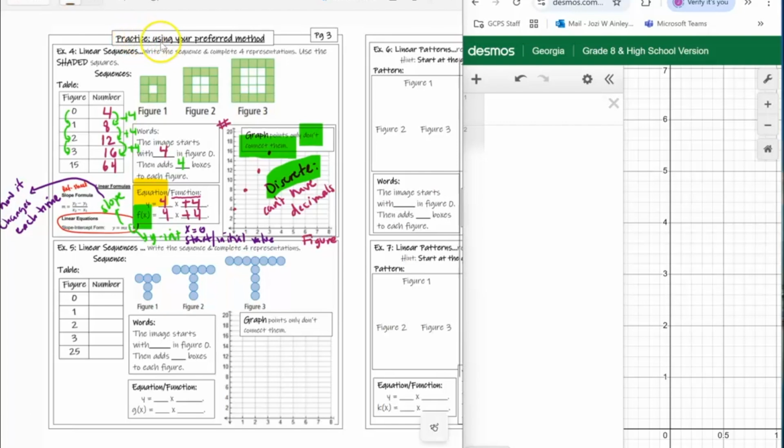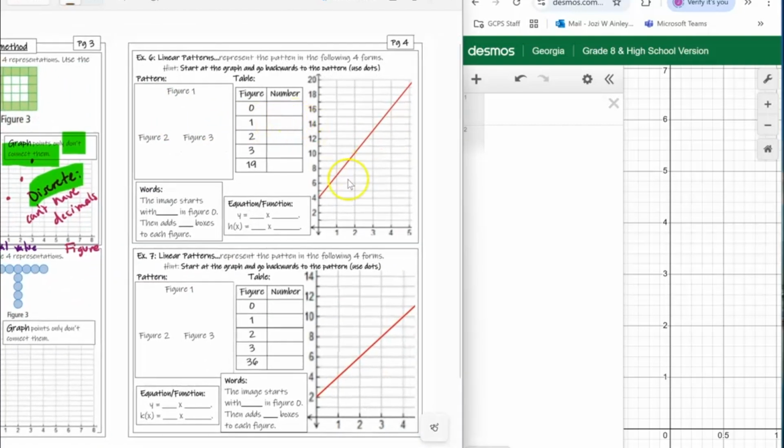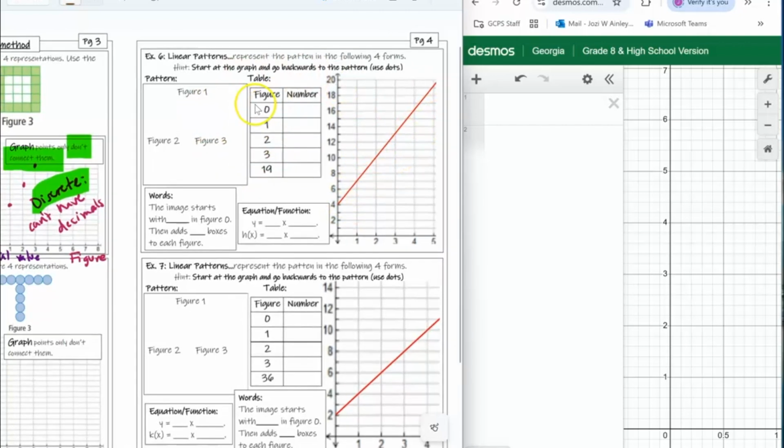So again, we're going to keep practicing using our preferred method. We've taken a look at how to write an equation, and we have 4 different representations. Now we're going to go backwards. Given a graph, how would I fill all the other representations out?